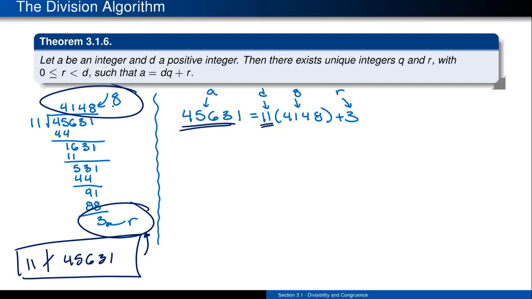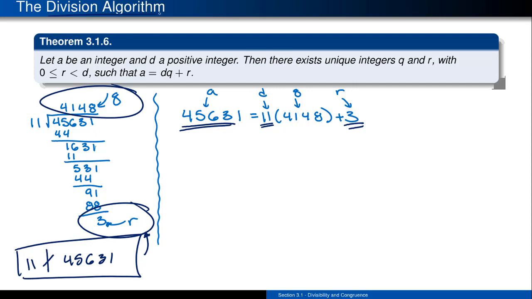So the idea is that I'm going to try to put in as many 11s as I can into that thing until I get down to a stage that I have a couple left. In this case, I only have 3 things left over. Everything else is going to be this nice grouping of 11. So if you wanted to, you could write 45,631 as a whole bunch of little 11s. In this case, 11 added together 4,148 times, and you'd have a little pile of 3 things left over.